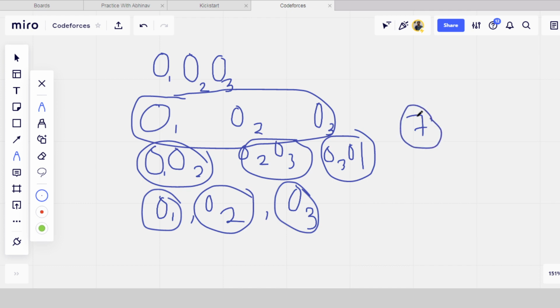How can we find this 7? So basically this is 3C3, means out of 3 zeros we are taking 3 zeros. This is 3C2. How many combinations are there? There are 3C2. Out of 3 zeros we are taking 2 zeros. And this is 3C1. So we are adding 3C1 plus 3C2 plus 3C3 is equal to 7.